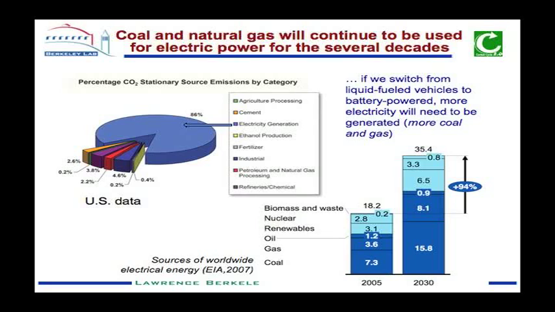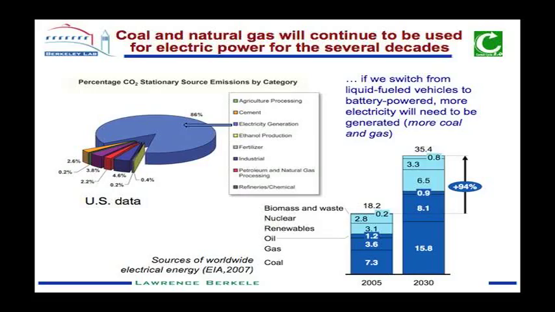Another way to look at the need for carbon sequestration is that it seems an inescapable fact that coal and natural gas will continue to be used for electric power for some time into the future. This shows the division in the US of how much of the CO2 produced from stationary sources comes from electricity generation as opposed to other sources. And you can see that electricity generation is most of it.